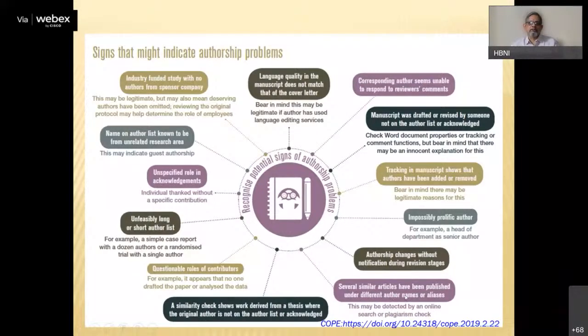Then several similar articles have been published under different author names or aliases. And this can be easily detected through an online check. And then also a similarity check shows the work derived from a thesis where the original author is not on the author list or acknowledged. This is the unfortunate orphan author. You submit your thesis and go away after your degree, but sometime later, the PI or your supervisor, whoever it is, happens to publish some work which was derived from your thesis, and you have not been listed as an author. So this again is a problem.